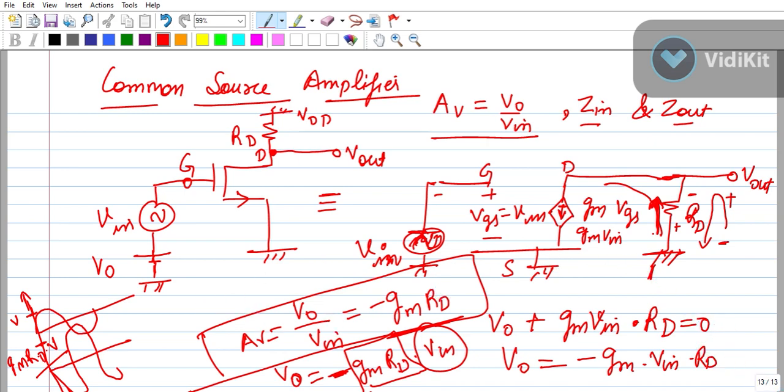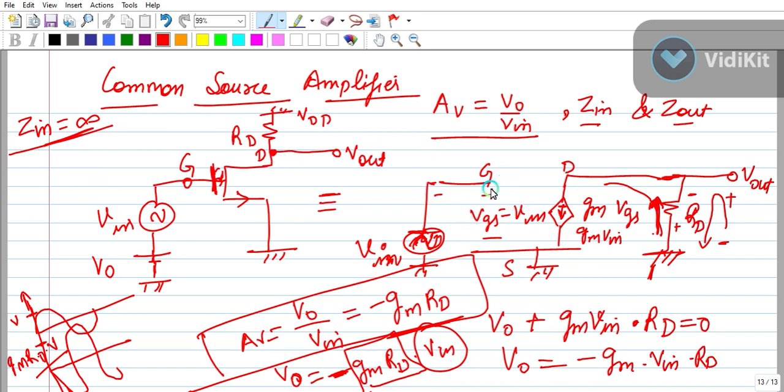Now let's calculate Z in. Z in will be equal to infinite because no current is going in this direction. There is an insulator. Sorry, Z in is infinite because no current is going there. Now R out.